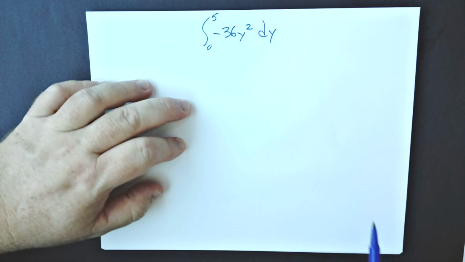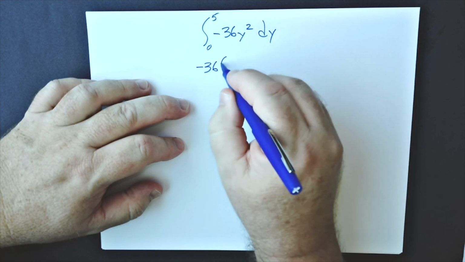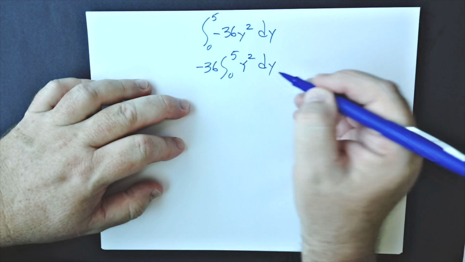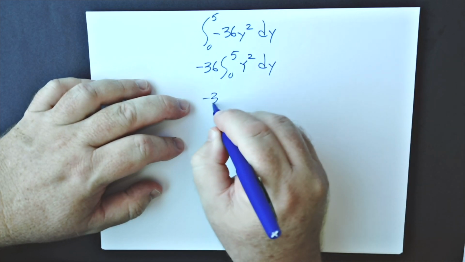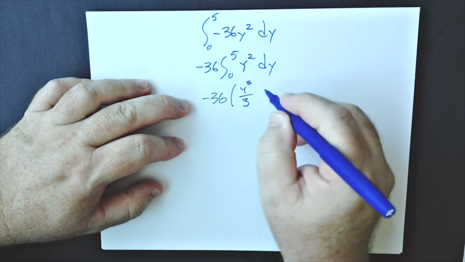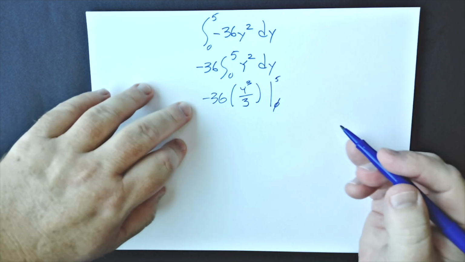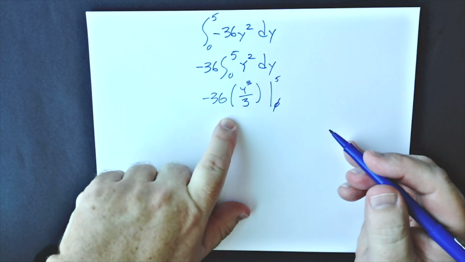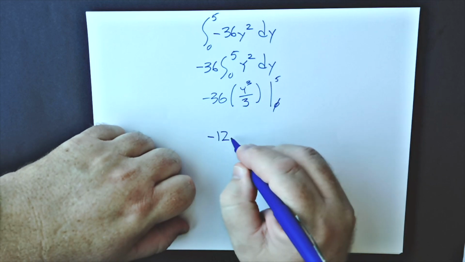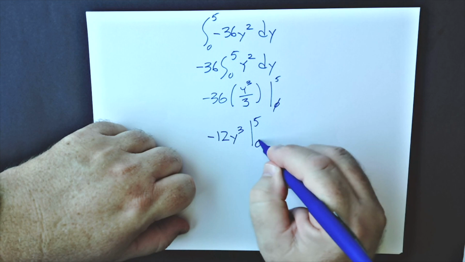Let me just rewrite this for us as we're on a new page here. Well, let's go ahead and pull out that negative 36. And we'll integrate. So then I've got negative 36 times y cubed over 3 evaluated from 0 to 5. We can simplify this first if you'd like to. That becomes negative 12, right? So negative 12y cubed. That's what that turns into. And we're just going to evaluate that.